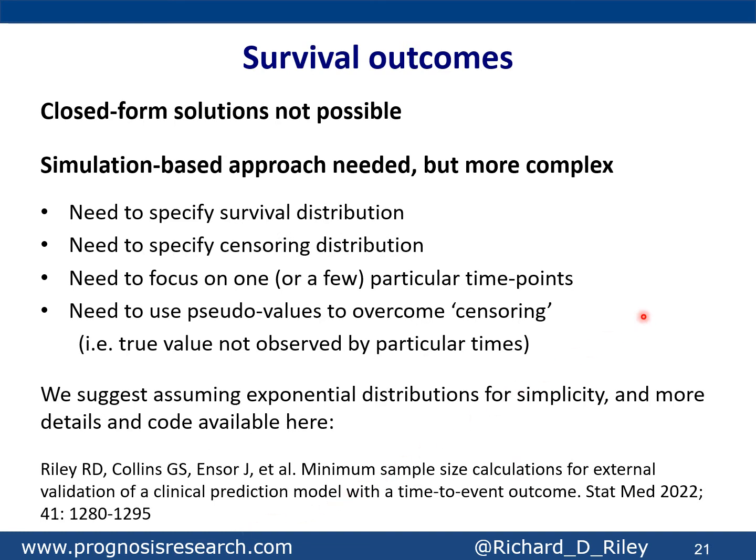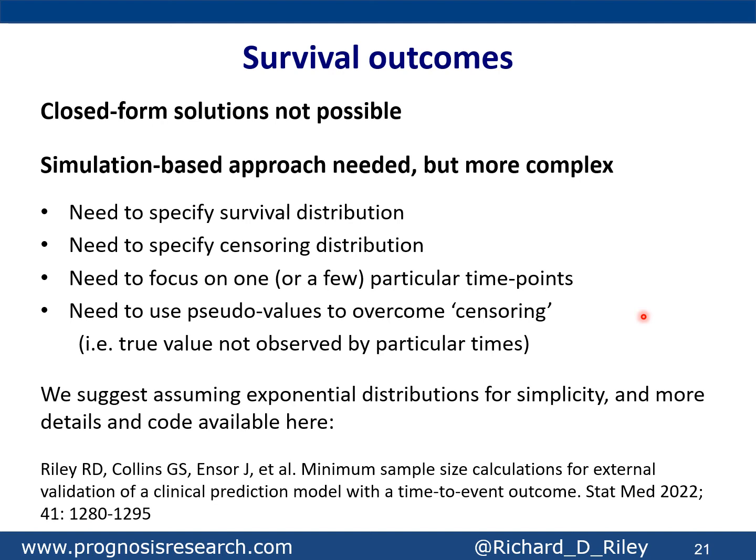Coming towards the end now, let's just think about extension to survival outcomes, because the closed form solutions that I mentioned before were really for binary outcomes. Survival outcomes have this issue of censoring that not everyone's followed for the same length of time, and therefore it does create problems for closed form solutions. Therefore, the simulation based approach of Snell is probably more important in this situation, but it's complex.